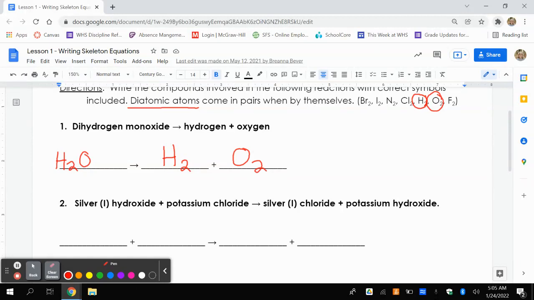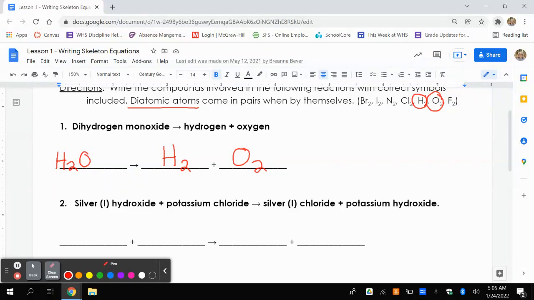So all we're doing is writing the formula and the symbols for everything in the chemical reaction. Sometimes it'll be compounds, sometimes it'll just break down into the elements, or maybe it'll combine atoms of elements into a compound. But this one, we have dihydrogen monoxide into hydrogen and oxygen. So H2O goes into H2 plus O2. Paying attention to those symbols to know which blanks to write them into.